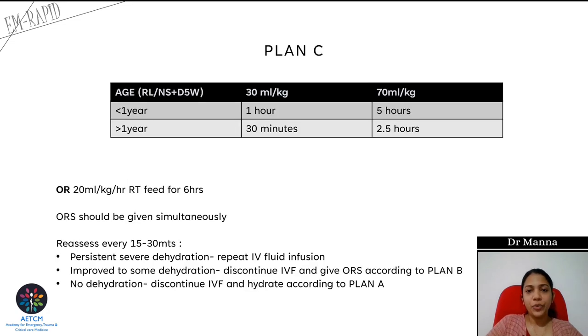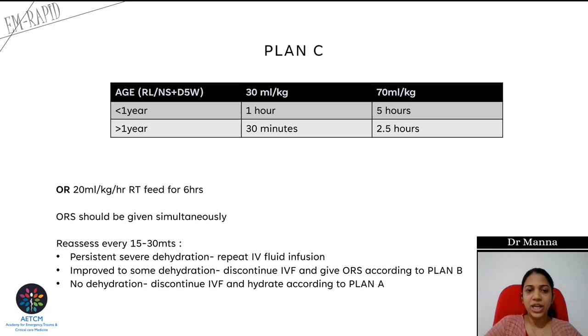And we'll be moving on to plan C. In plan C, the child will be lethargic. That means it is a case of severe dehydration. Either the child will be in shock or the child will not be in shock. So first we will be discussing the child in severe dehydration without signs of shock. So here we will have to give the patient crystalloids along with some dextrose.